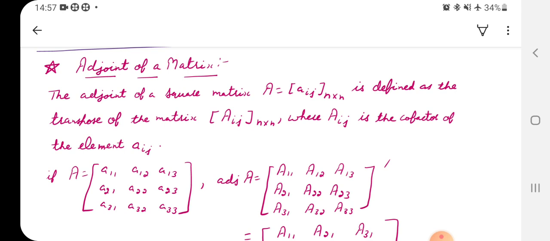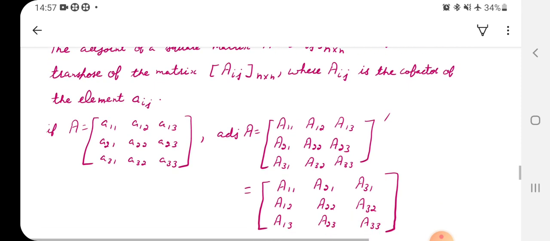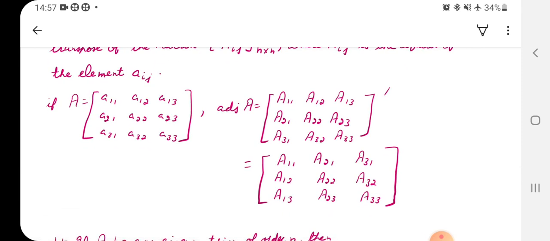Now we said that adjoint of A will be nothing but the transpose of the cofactor matrix. That means if I have to find the cofactors of all the elements of A, then form its matrix, then take its transpose, you will get the adjoint of A. Now see how to do. If A is a11, a12, a13, a21, a22, a23, a31, a32, a33, now adjoint of A will be the transpose of the matrix of cofactors.